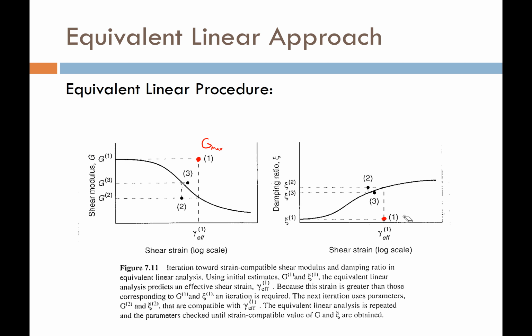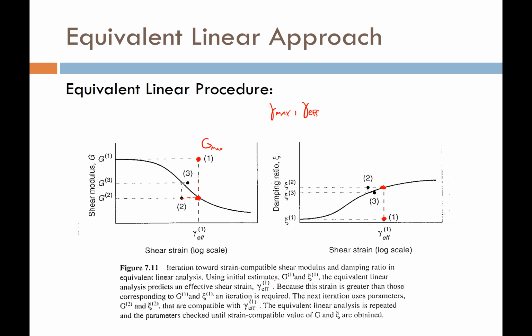So then I'm going to plug those in, do my linear analysis, and get my max shear strain for my particular layer, and then I'm going to get my effective shear strain for the layer as well. And then from that effective strain, I'm going to come down and over and get the corresponding value of shear modulus that corresponds with that shear strain. And the same thing with damping.